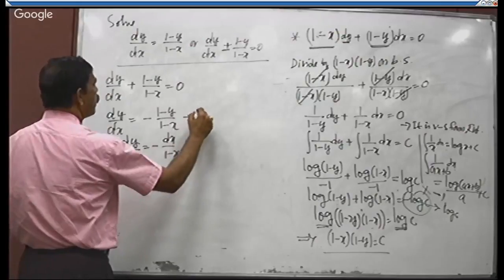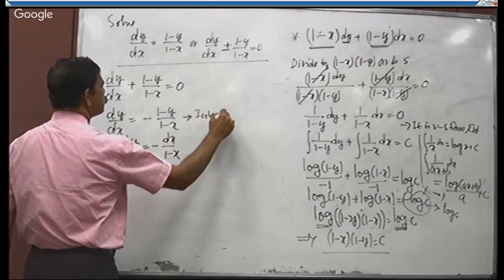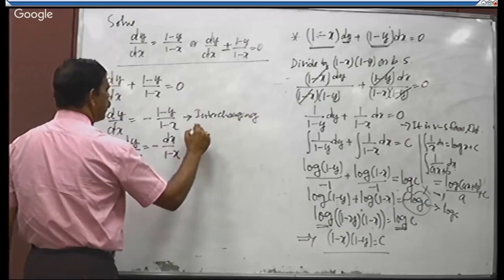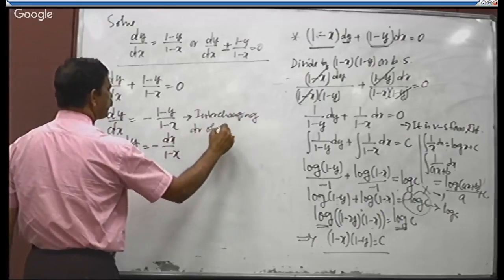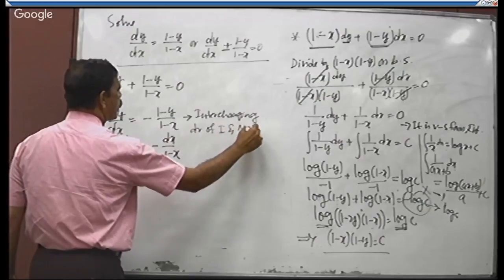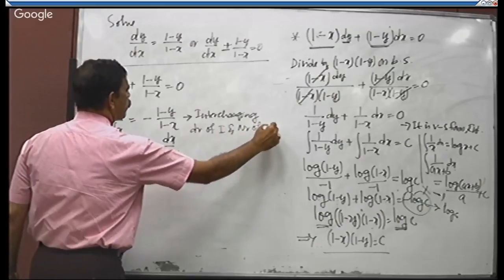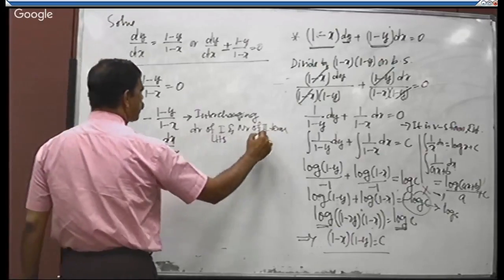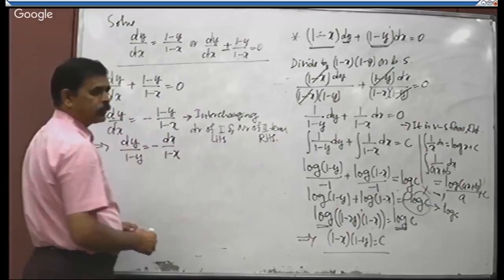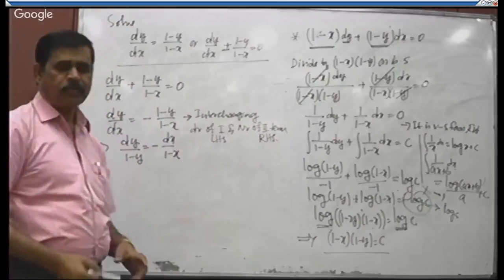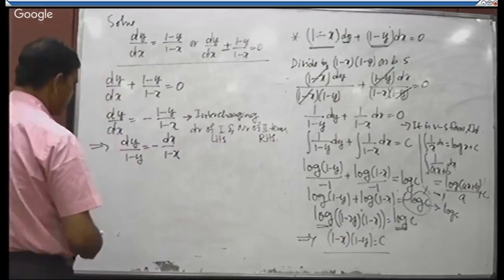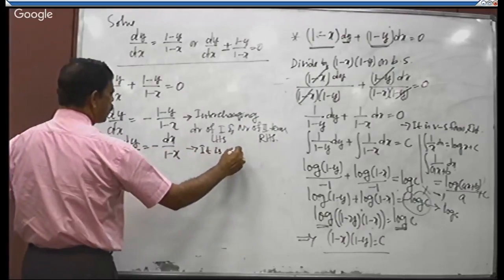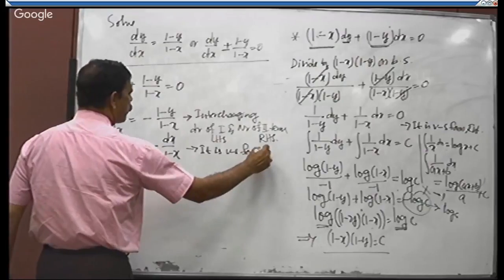I said interchanging the denominator of the first and the numerator of the second term. The first term is the left hand side, the second term is the right hand side. By doing that, it will become variable separable form. See, is it not variable separable form? It is variable separable form.